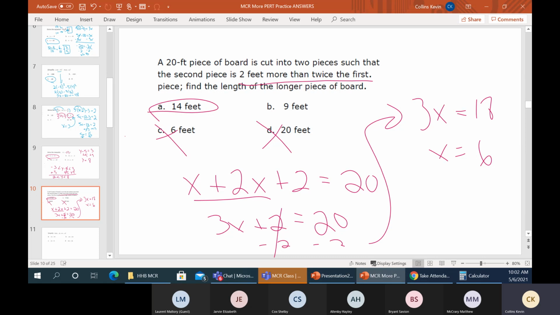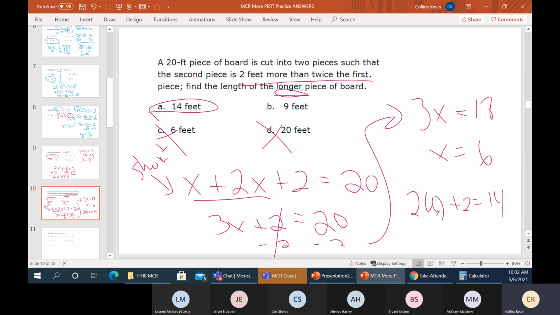This is where people get tricked. They get that and say, oh, there's 6, I'm going to pick that for my answer. Wait a minute. The question asks for the longer piece of the board, and x is the short piece. So we have to go back and say 2 times 6 plus 2 is in fact 14.